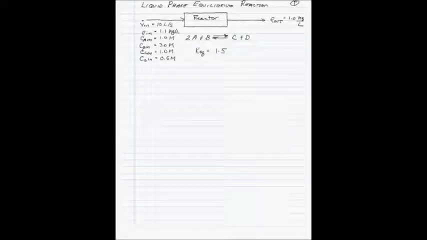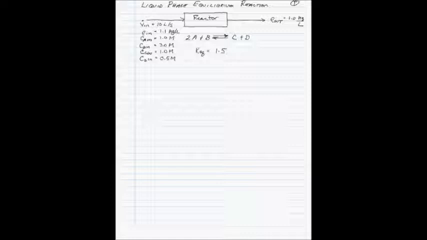Imagine we have a liquid feed at a flow rate of 10 liters per second, which we will call V dot N. The density of this solution is 1.1 kilograms per liter. And in this feed we have four components given the following concentrations. For component A, its molar concentration is 1.0 moles per liter. For B, it's 3.0 moles per liter. For C, it's 1.0 moles per liter. And for D, it's 0.5 moles per liter.